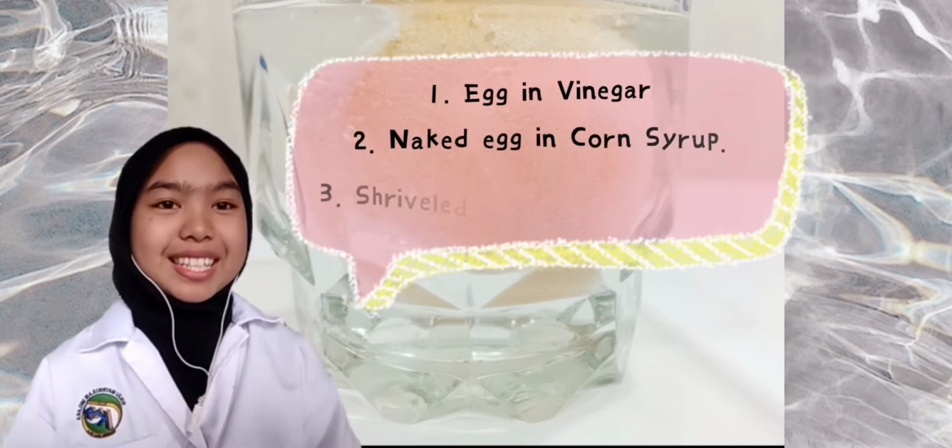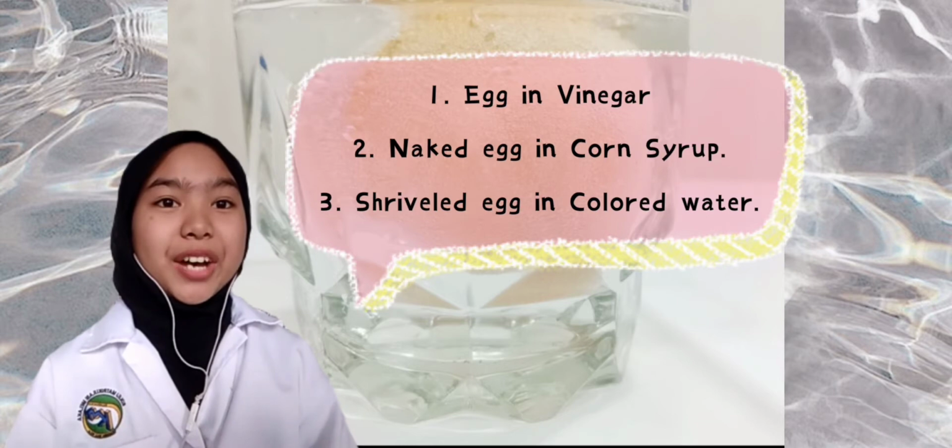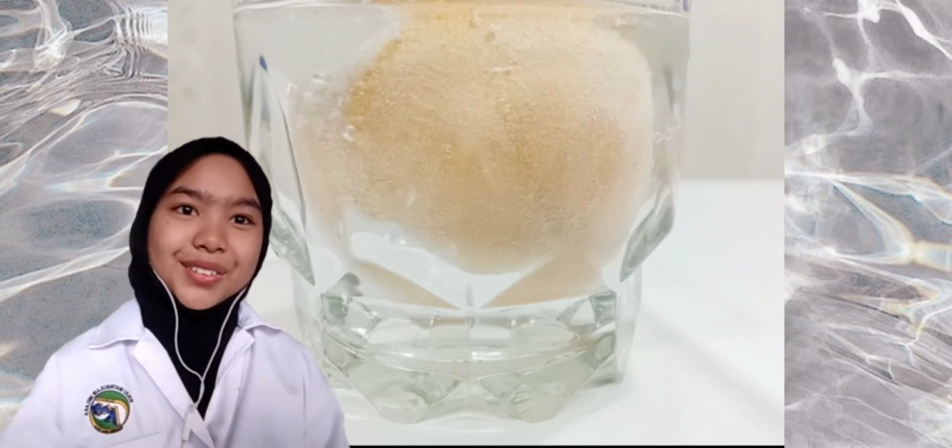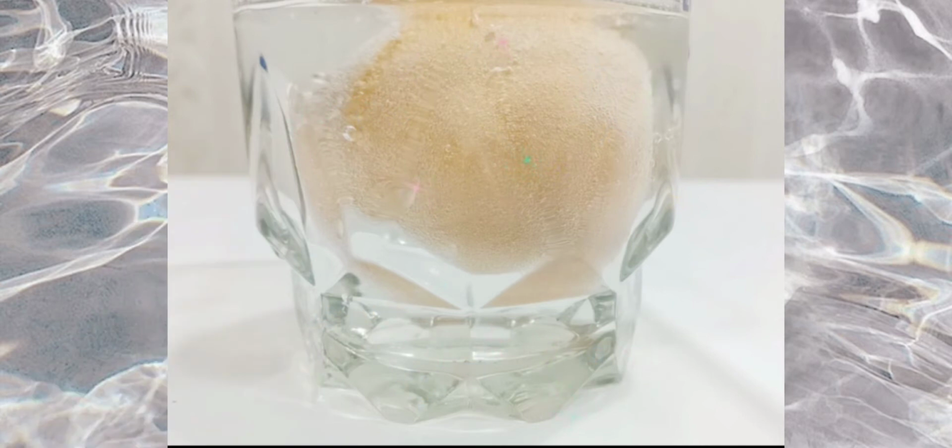There are three parts in this experiment. First, we have egg in vinegar. Second, we have naked egg in corn syrup. And third, we have shriveled egg in colored water. Now, let's get into this experiment.